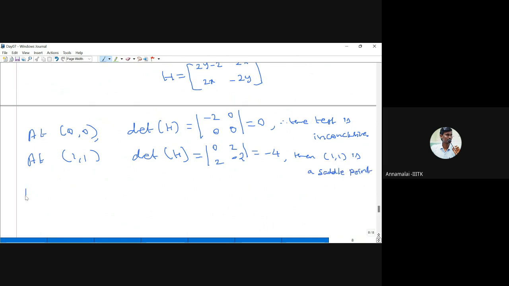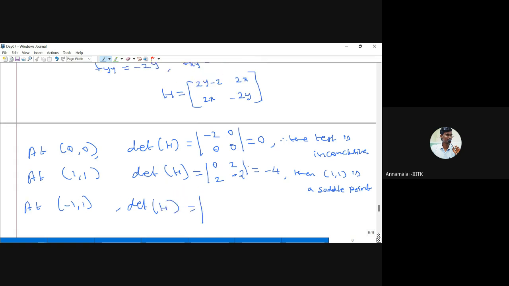So the last critical point is minus 1 comma 1. Now what is the determinant of the Hessian? If we substitute x equal to minus 1, y equal to 1, the first entry is 0. So this is 0, and this is minus 2, this is also minus 2, and this is also minus 2. The determinant is now 4.